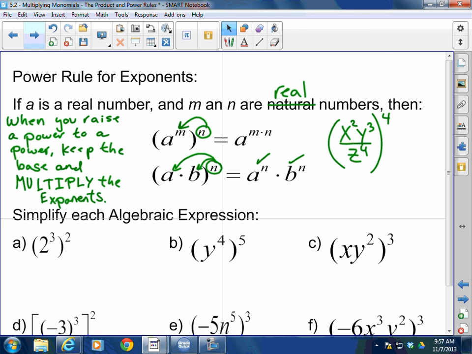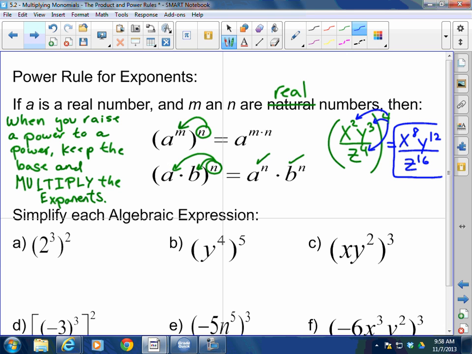So if I have this, check it out. This is going to be x to the 8th, y to the 12th, over z to the 16th. When I raise a power to a power, I multiply those exponents. I distribute the outside exponent to everything inside of the parentheses. Does that make sense?